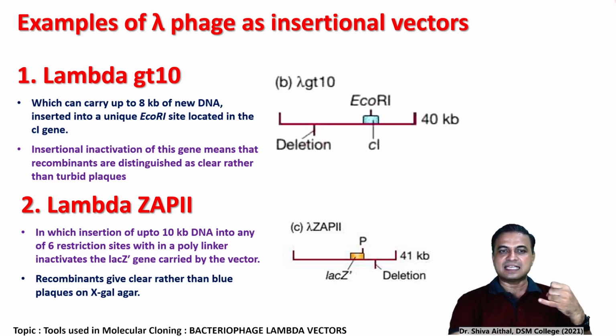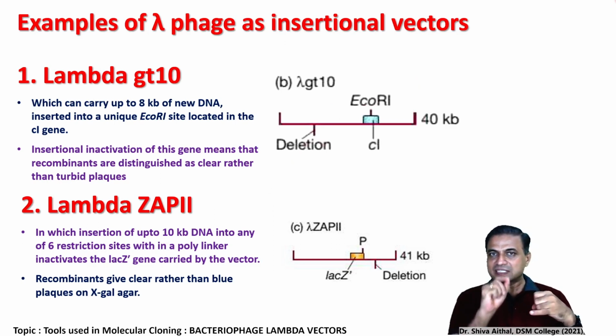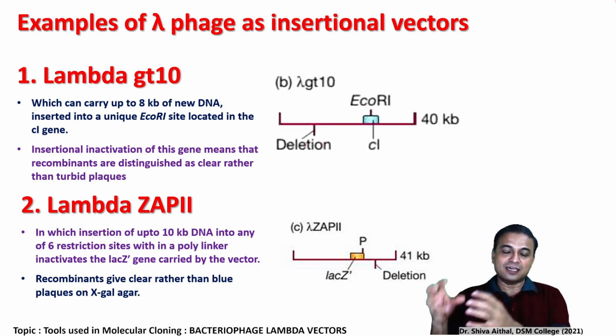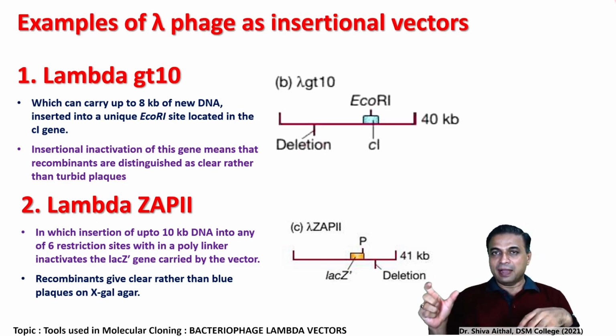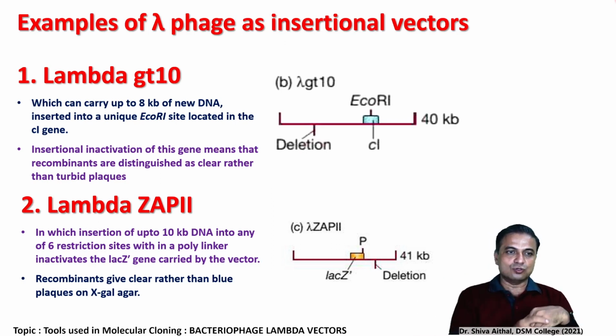Then there is lambda ZAP II. ZAP uses a bacteriophage lacZ gene. Very interesting. See this. Creation of a lambda phage where the bacterial lacZ gene is used, in which insertions of about 10 kilobases of DNA can be made at any of the 6 restriction sites within a polylinker. I have explained what a polylinker is, which inactivates the lacZ gene carried by the vector. It means the lacZ gene is used for insertion, and that is seen by whether it remains active or not.